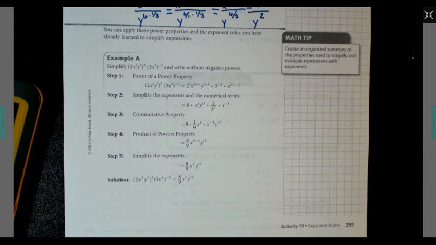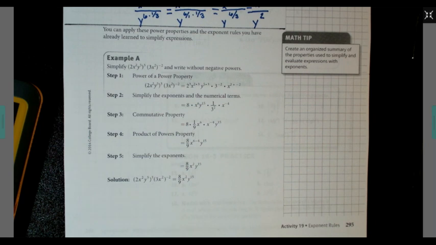So it says they used the power of a power property. They simplified their exponents in the numerical terms. They used the commutative property to group. They did the product of powers property, and then they simplified all their exponents. Basically, they are trying to condense it as much as possible, get all the coefficients together, group all the x's together, group all the y's.